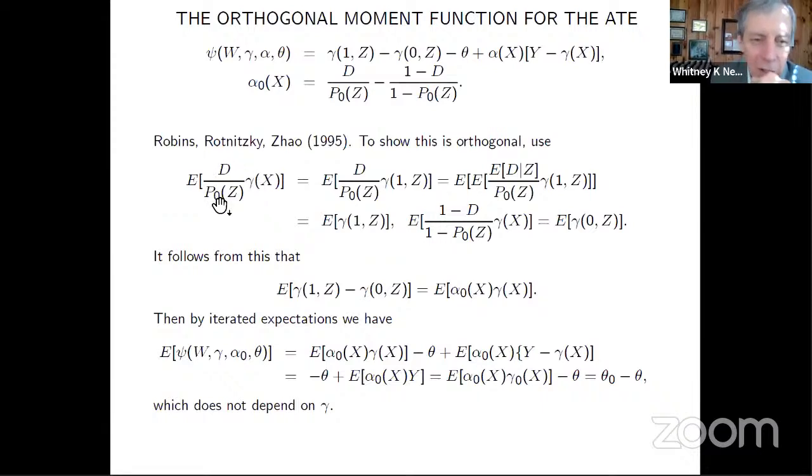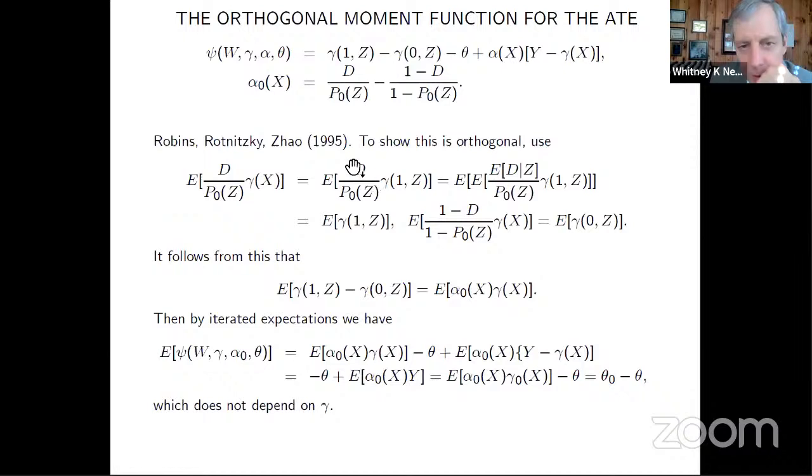Okay. Well, this is like getting the treated observations. Multiplying by this weight gives you the treated observations. And you're dividing by P zero, so it's just a weight. Okay, so let's just go through that. Expectation of D over P zero of gamma. Since D is zero for D equals zero, the only thing that shows up here is when D is one. And now this is a function only of z, so you can apply iterated expectations here.